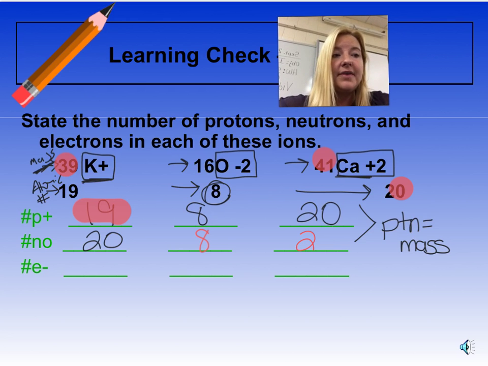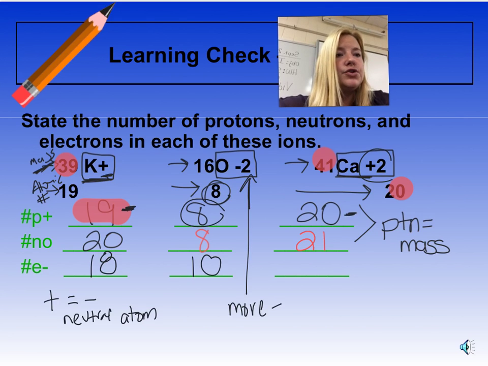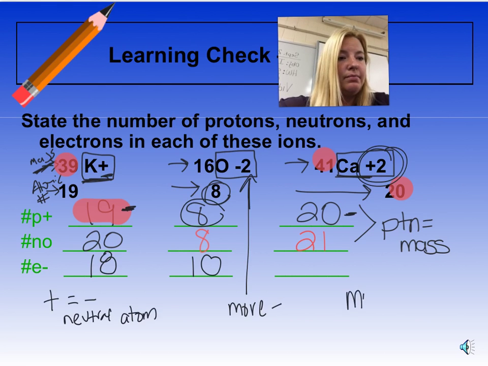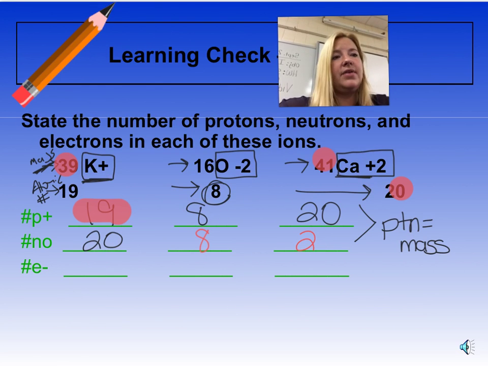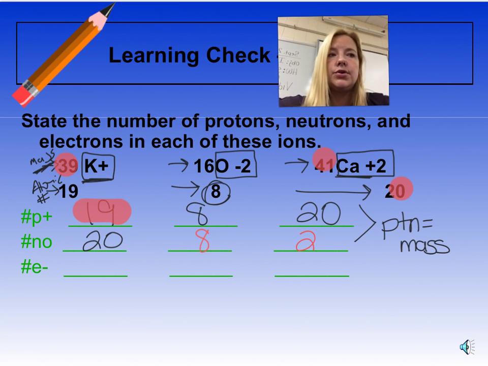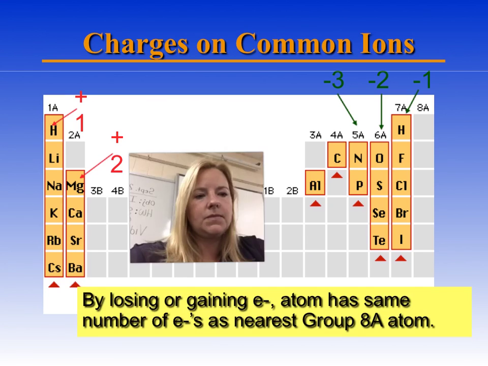And then finally, we've got calcium. Calcium has 20 positives. We have 2 more positives than we do negatives. So that means I need to have more positives than electrons, so my electrons have to be 2 less. So I must have lost 2 electrons. Always try to do some practice on your own.